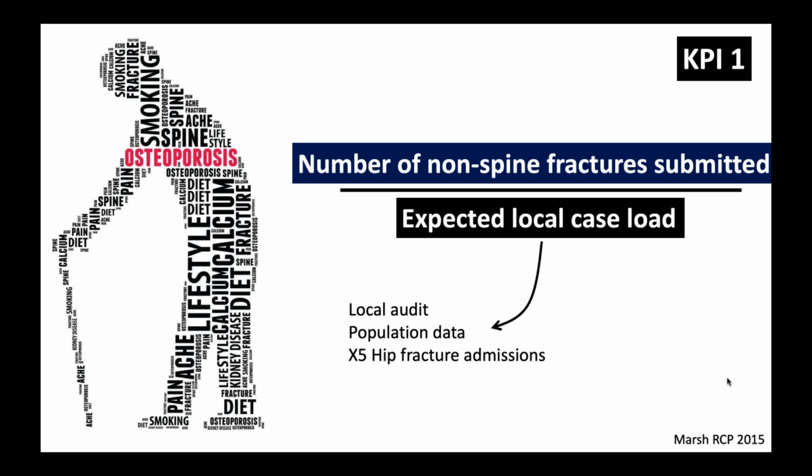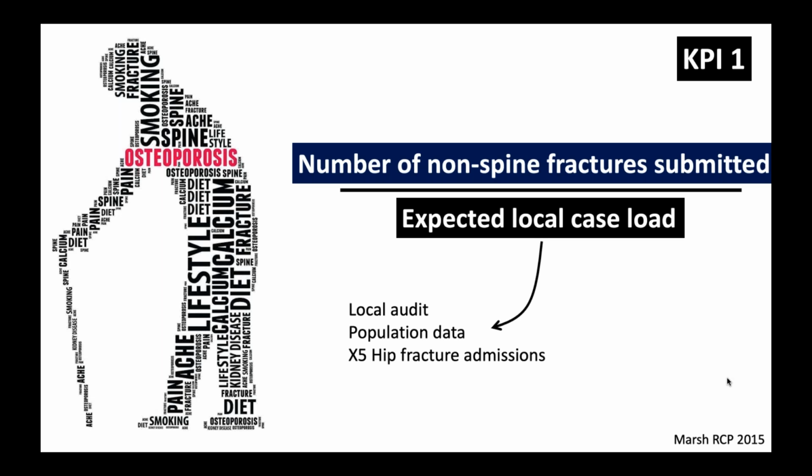So the first one is pretty basic. Are you finding enough non-spine fractures? We put spine fractures in a separate KPI because they are slightly different. And this is the first step. The FLS has to find as many patients who fracture over the age of 50 after a fall from standing height or less as possible. The challenge is, what's the target?